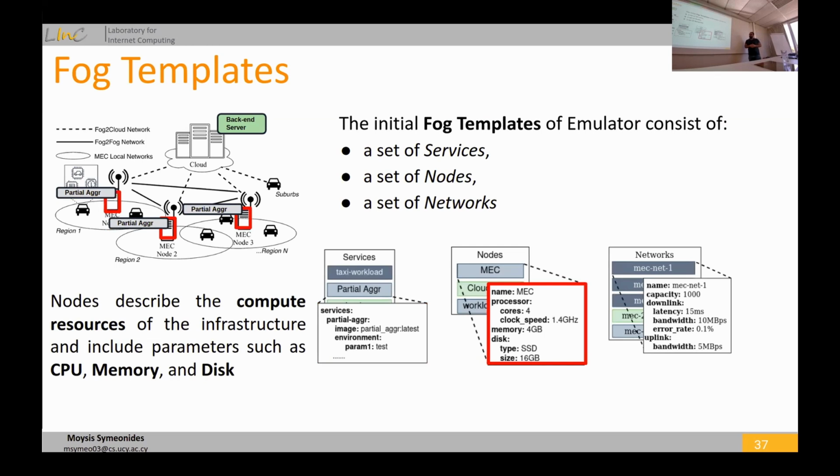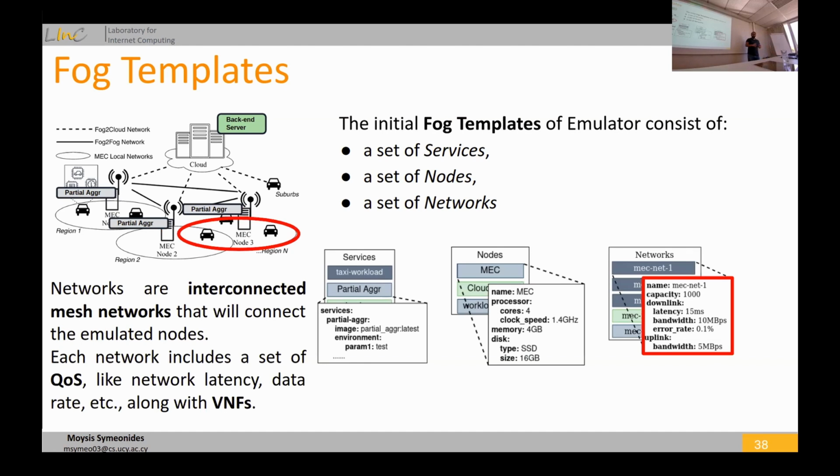Nodes are the compute resources of a fog infrastructure, and users can describe properties like processor, memory, and disk. And the networks are interconnected networks that the emulated devices will be connected to at their execution. So, for instance, we can apply uplink and downlink QoS like latency, data rate, error rate, etc.